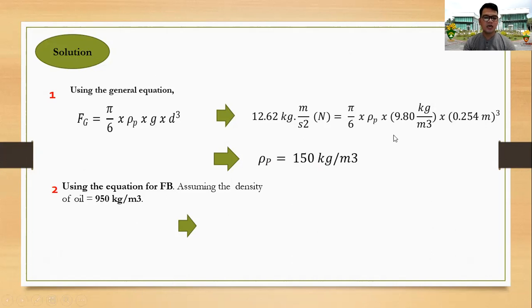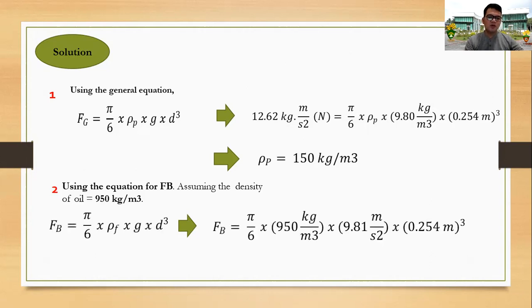Meaning in one cubic meter, maybe like a box, only 150 kilograms is the watermelon. So you weigh the watermelon inside, so only 150 kilograms. Okay? For the oil, one box, one cube, you put oil in, and its density is 950 kilograms. So using the formula again, we can get the value of Fb. Since we already know the density of oil, which is 950, the value of Fb is equal to 80 newtons.